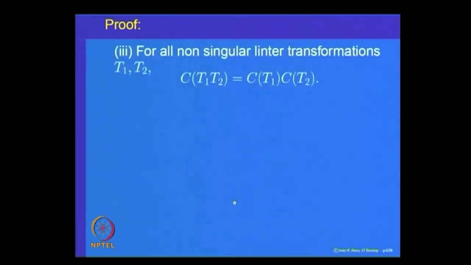So, now the next property we want to analyze is that for all non singular transformations T 1 and T 2, C of T 1 T 2 is equal to C of T 1 times C of T 2. That means this map is multiplicative. The map T going to C of T is a multiplicative map, namely, if I look at two transformations T 1 and T 2, then C of T 1 T 2 is the same as C of T 1 times C of T 2. So, let us look at a proof of that.